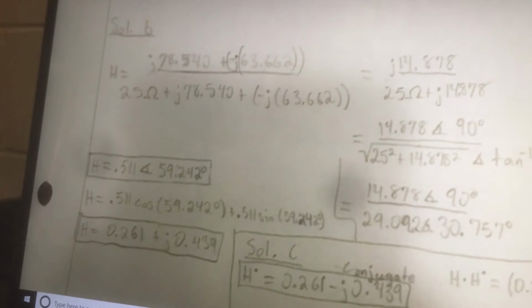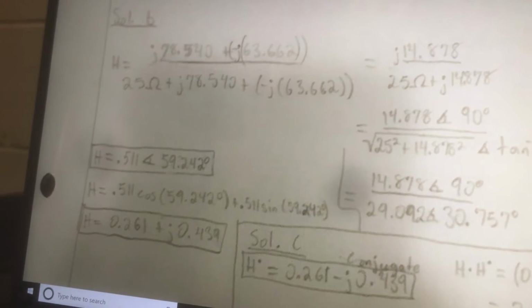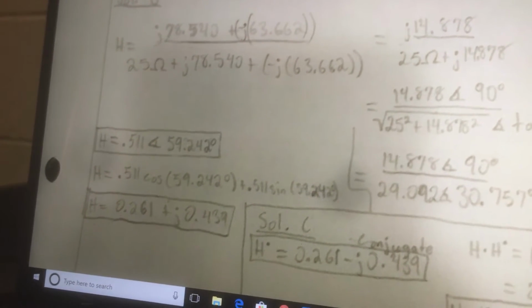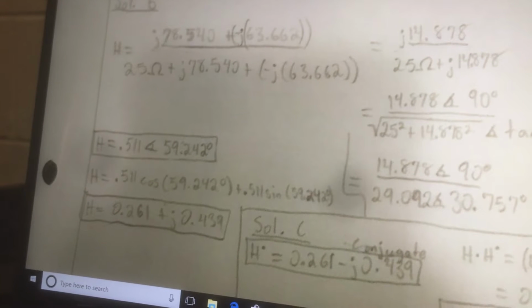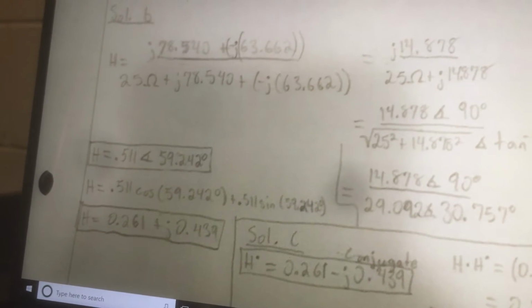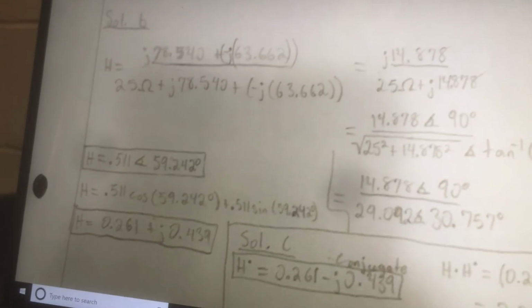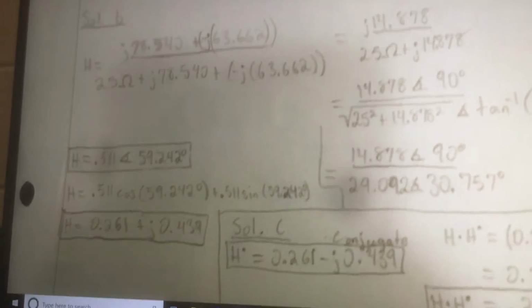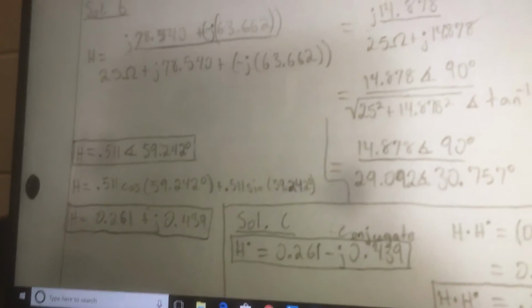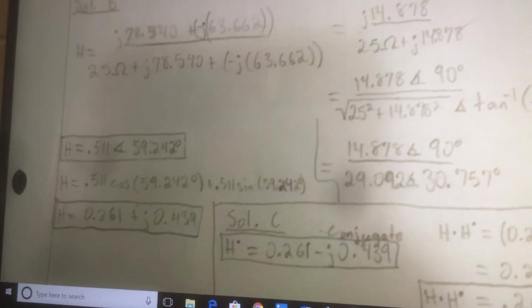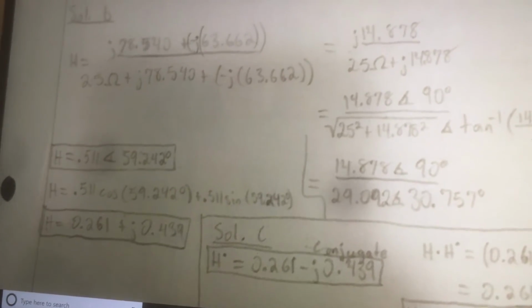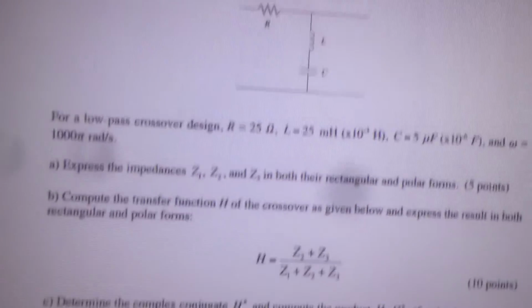0.511 angle 59.242 degrees. H is equal to 0.511 cosine 59.242 degrees plus 0.511 sine of 59.242 degrees in Euler's method. We put it in Euler's method so it'll be easier to convert back to rectangular form. After simplifying the equation, H is equal to 0.261 plus J times 0.439. That's it for question B.